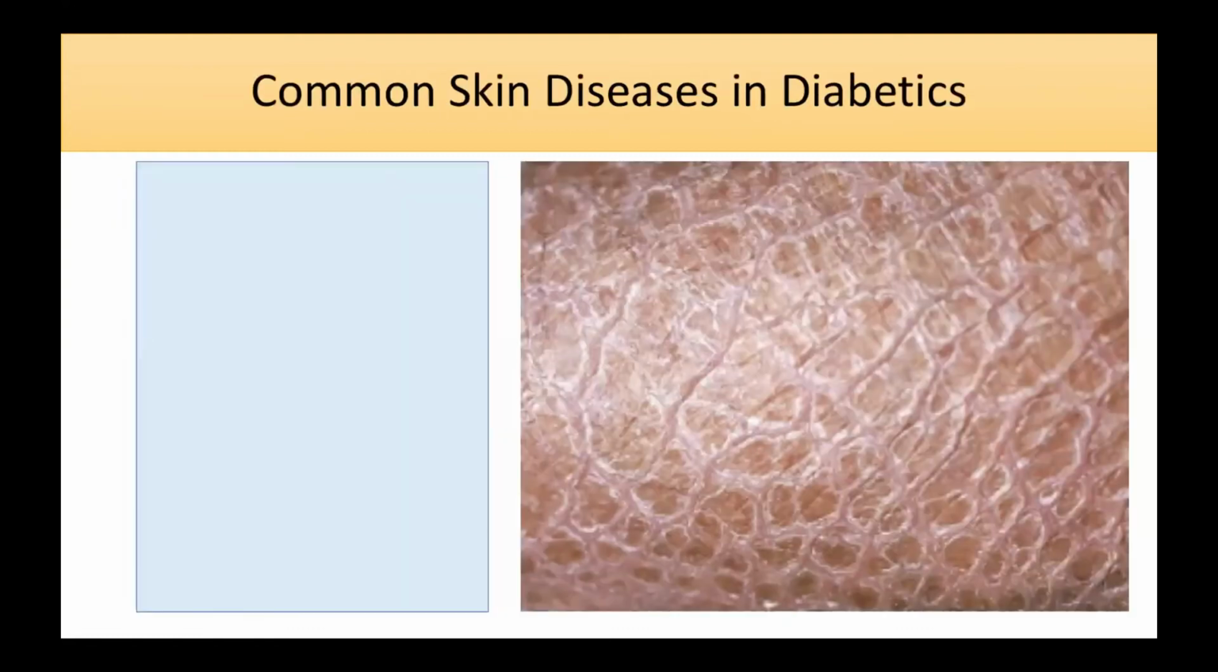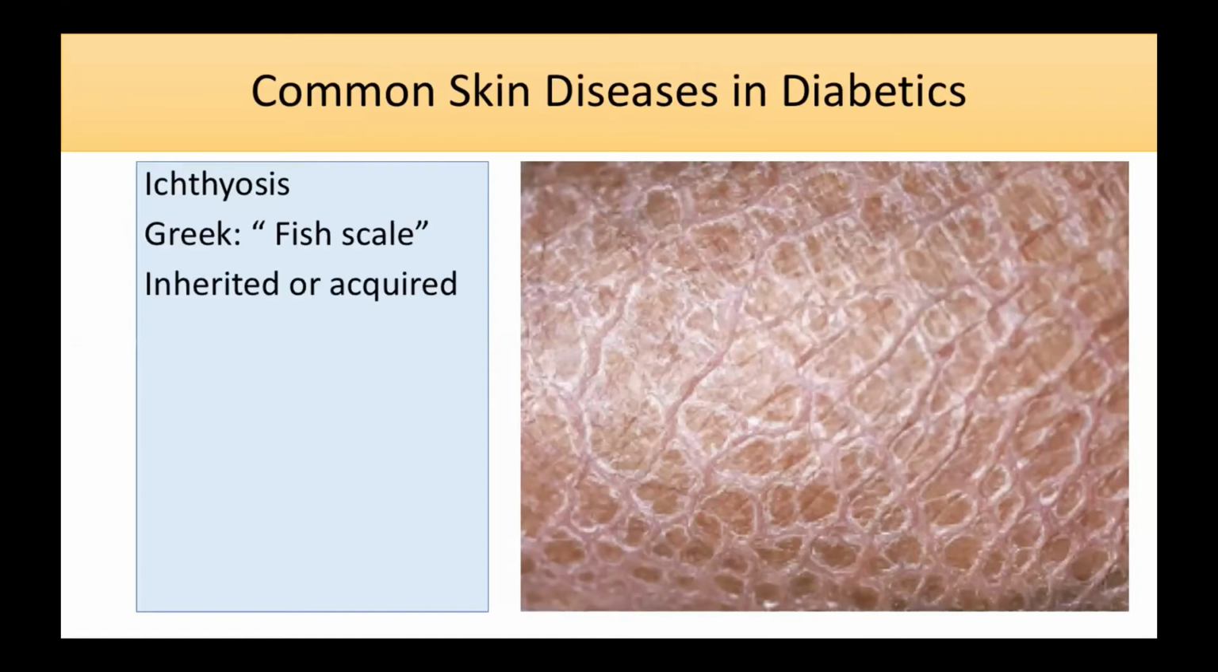All right. So when you look at this skin, what does it look like? It looks like fish skin, a fish scale. The scales are large, but we call this ichthyosis. In Greek, ichthyosis means fish scales. It can be inherited, meaning that you are born with it. You are genetically born with this dry skin. Unfortunately, that's very unlucky.